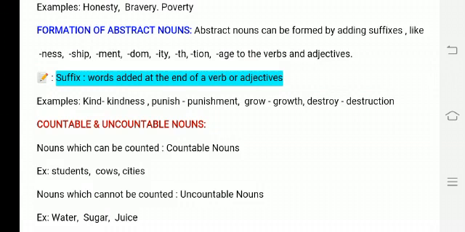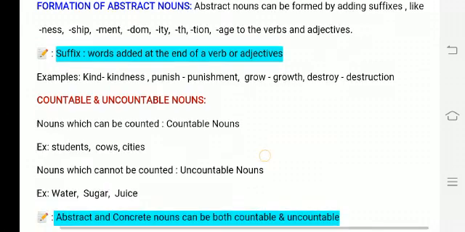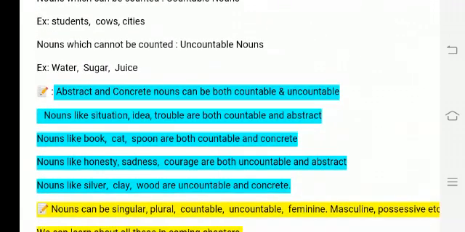We have countable and uncountable nouns. We have already learnt that nouns which can be counted are called countable nouns. For example, students, cows, cities, etc. Nouns which cannot be counted are known as uncountable nouns. For example, water, sugar, juice, etc.